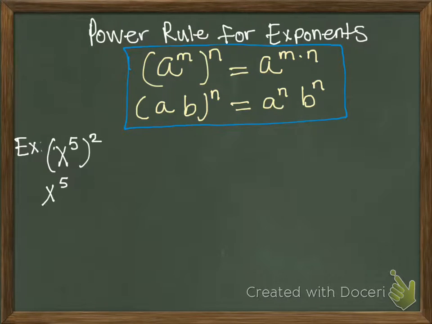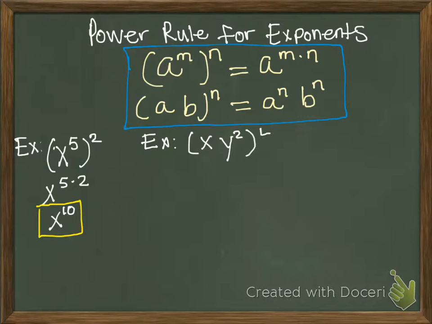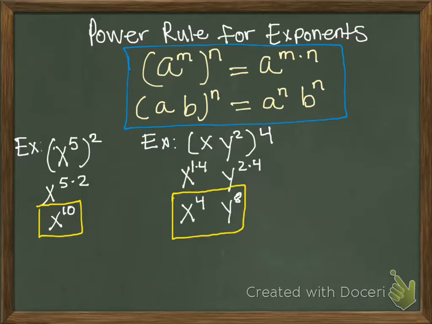Let's do an example. x to the 5th to the second power, or x to the 5th squared, is equal to x to the 5 times 2, which equals x to the 10th. Let's do an example using the power of a product. x times y to the second power, all to the fourth power, is equal to x to the 1 times 4 times y to the 2 times 4, which equals x to the 4th times y to the 8th.